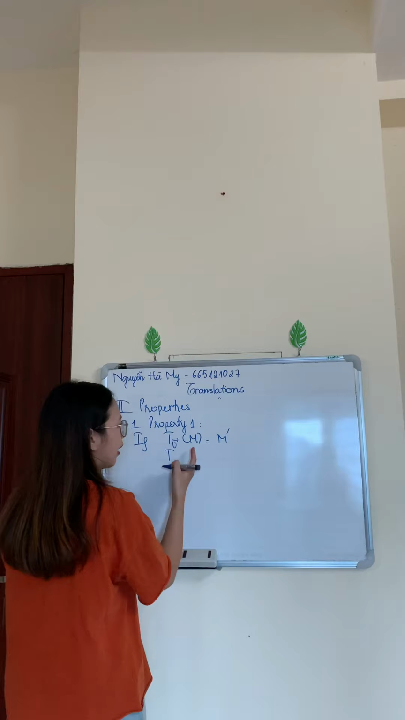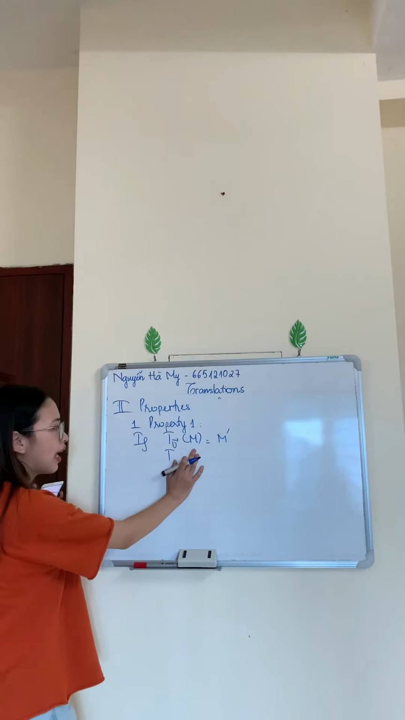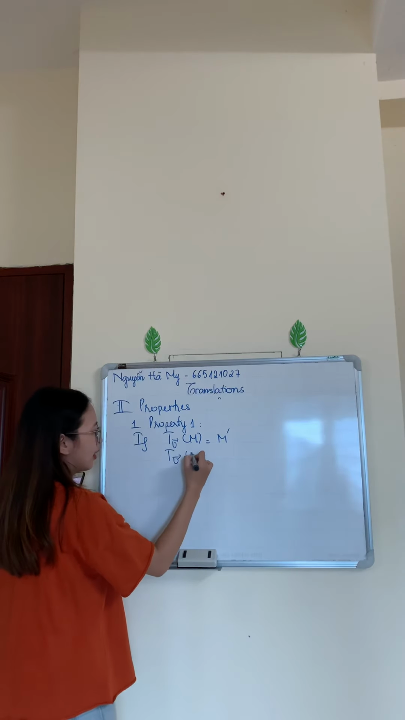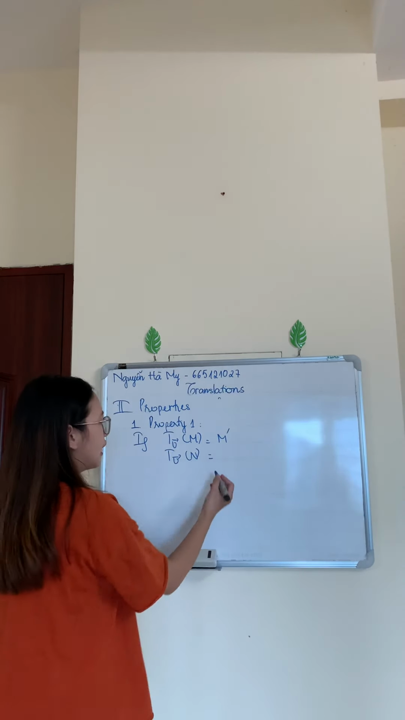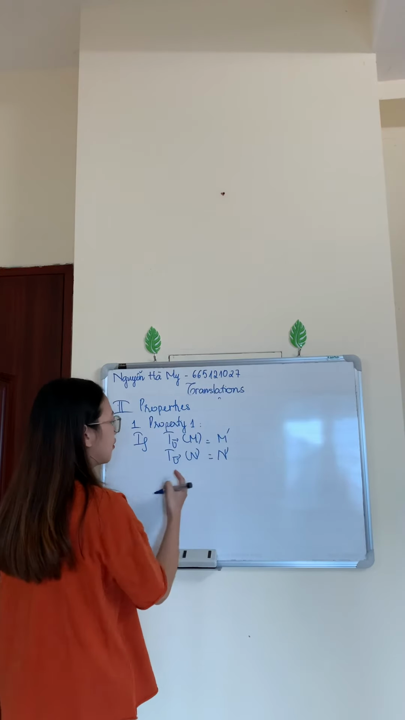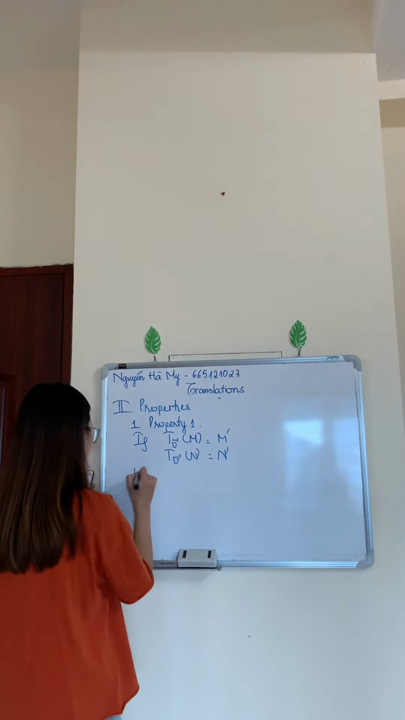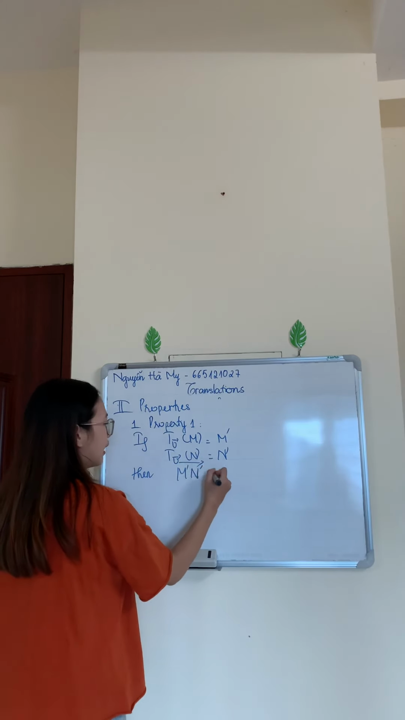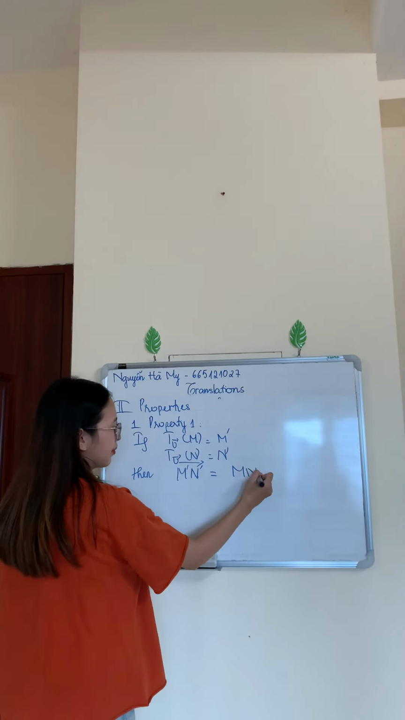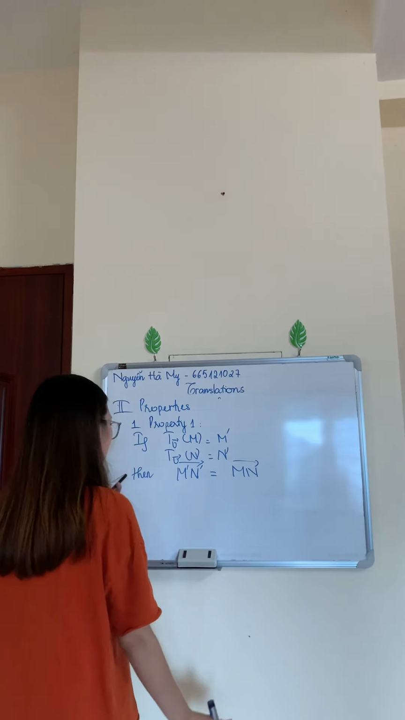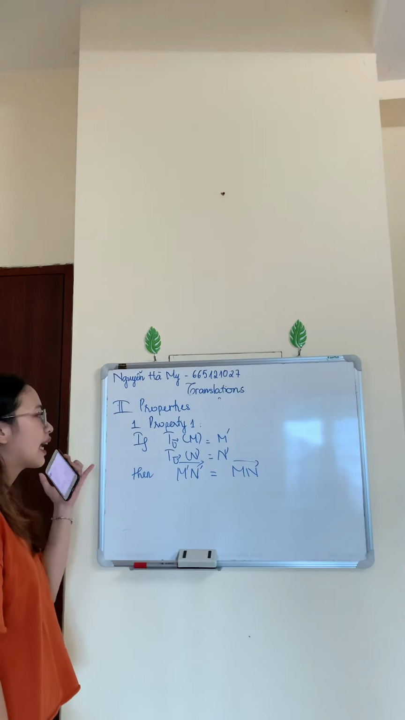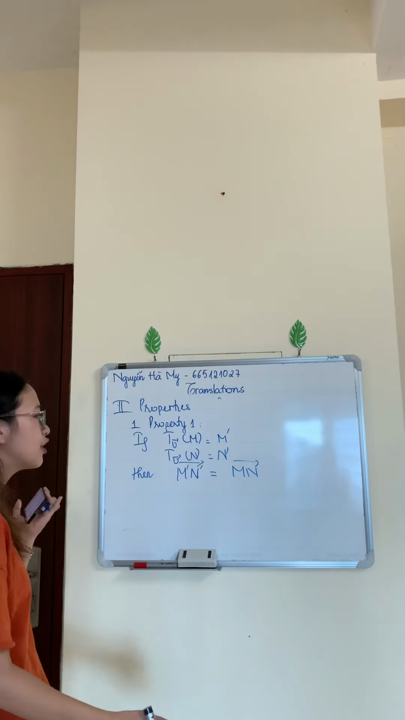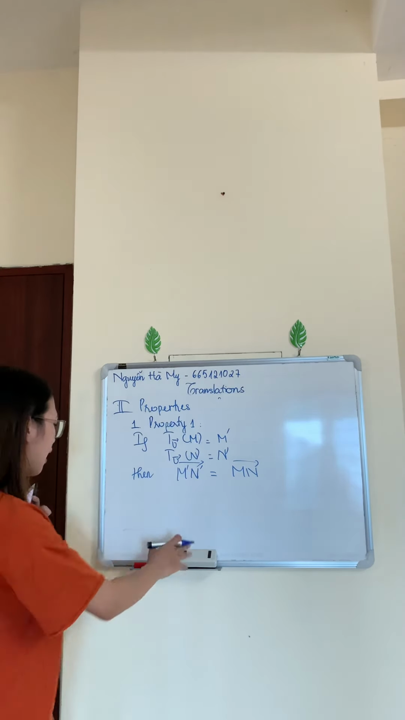and if point M is translated into M prime by vector v, and point N is also translated into N prime by vector v, then vector M prime N prime equals vector MN. This property can be easily proved by the vector addition principle, so let's do it together.